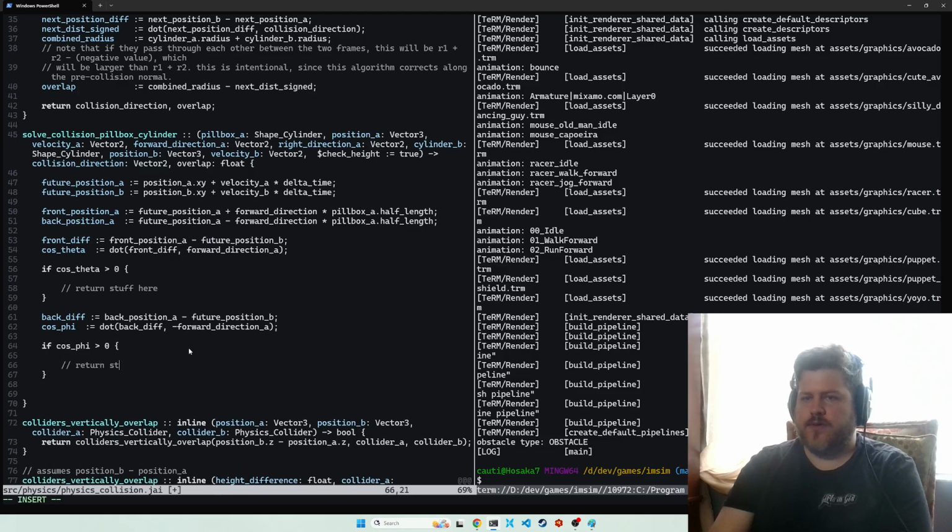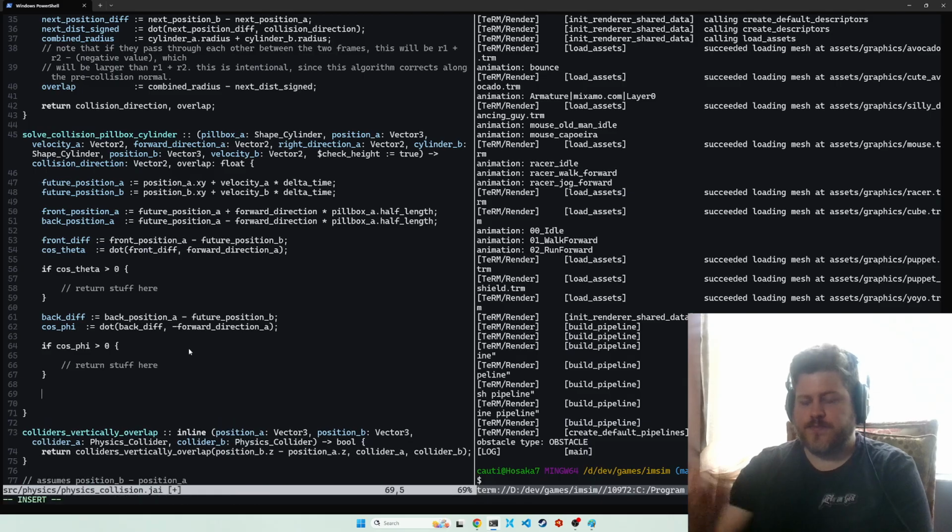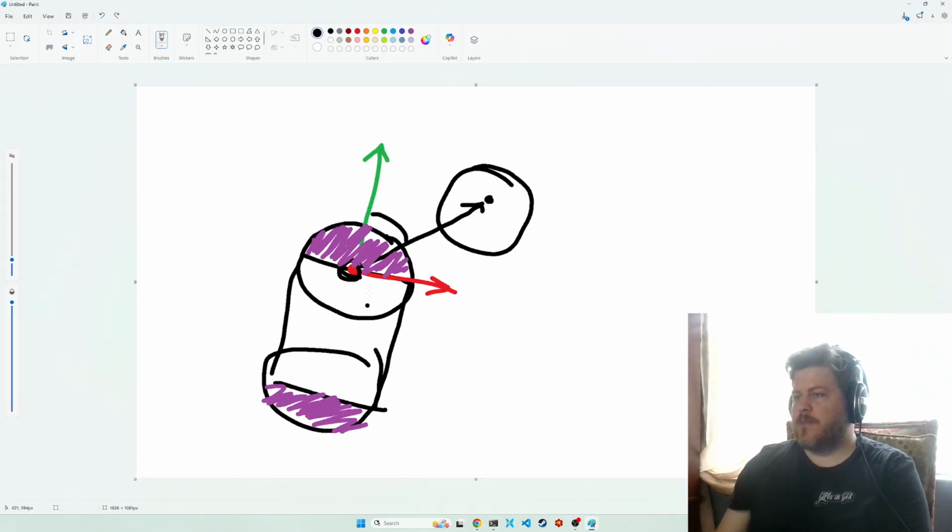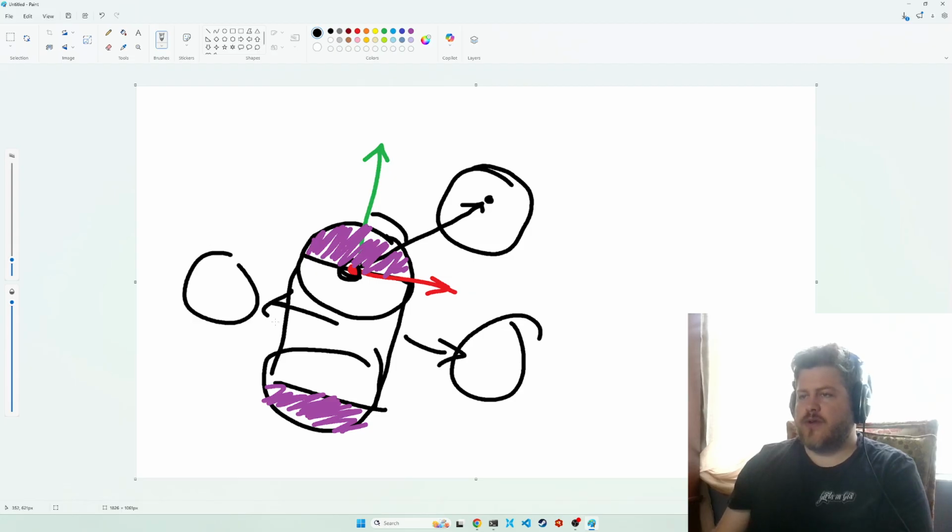And return stuff here. Okay. And then, if neither of those things are true, then the other guy that we might collide with is either over here or it's over here, right? It can't be anywhere else. It has to be on the sides, basically. And so that's what makes this collider a lot simpler than a basic box.